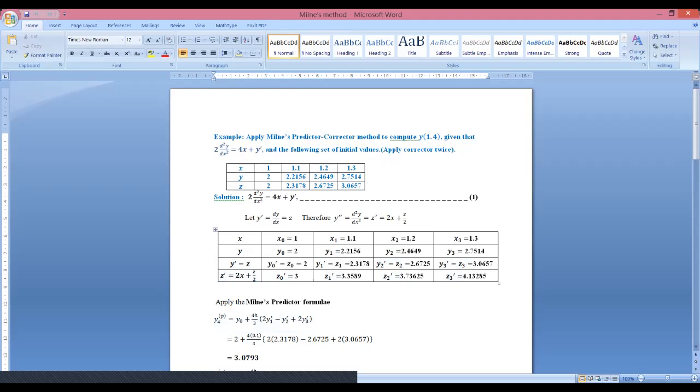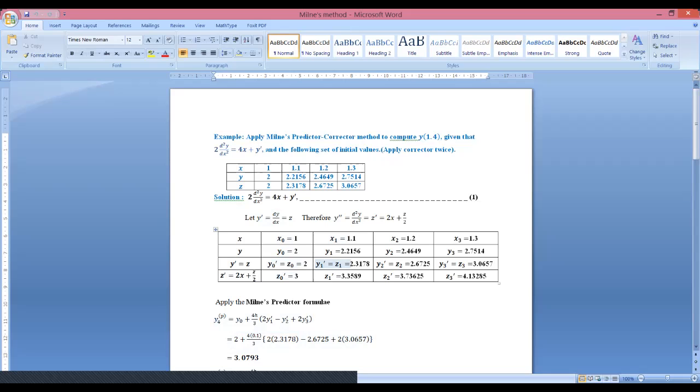So y naught here is equal to 2. So substitute y naught as 2. Then 4 times h. Now h, you know already, it is the difference between any two consecutive values of x. So x1 minus x naught, if we do 1.1 minus 1, that gives us the value of h, and here it is 0.1, divided by 3 we have, then 2 times y1 dash. So y1 dash it is here.